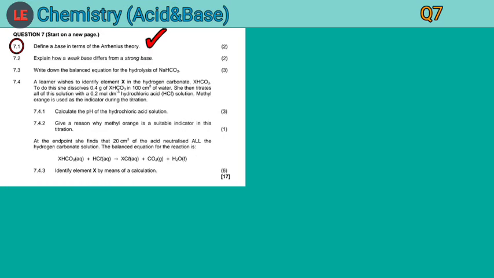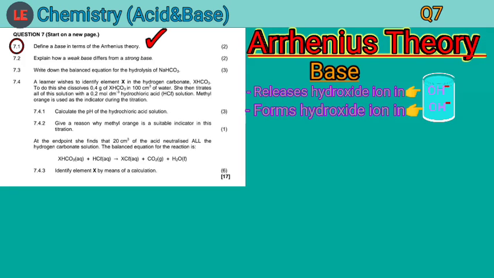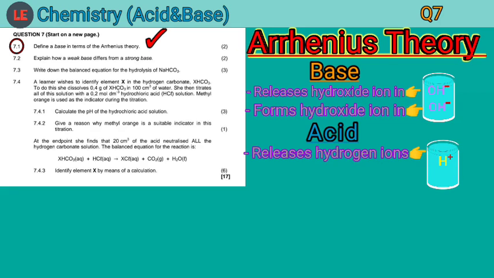7.1 We are instructed to give a definition of base in terms of the Arrhenius theory. Arrhenius theory tells us that a base releases hydroxide ions in water or solution, or you may say, a base forms hydroxide ions in aqueous solution. For further understanding, let us talk a little bit about acid as far as Arrhenius theory is concerned, although we are instructed to define only base. As for acid, Arrhenius theory tells us that an acid releases H+ ions in aqueous solution.